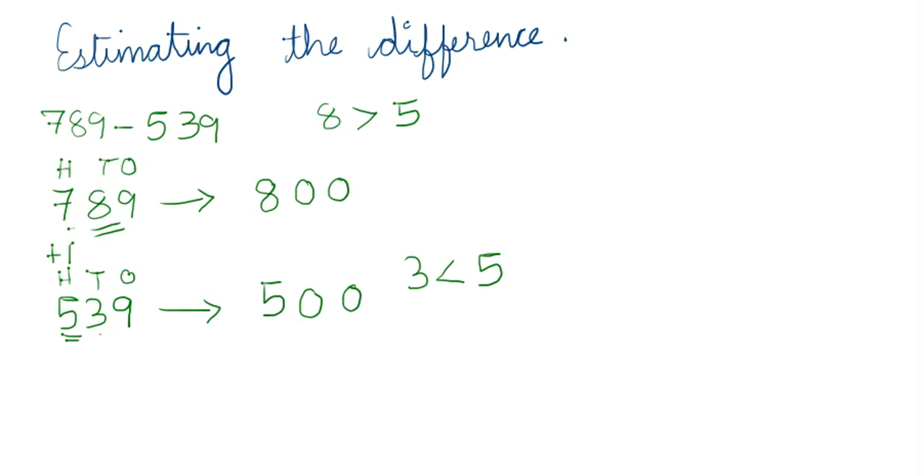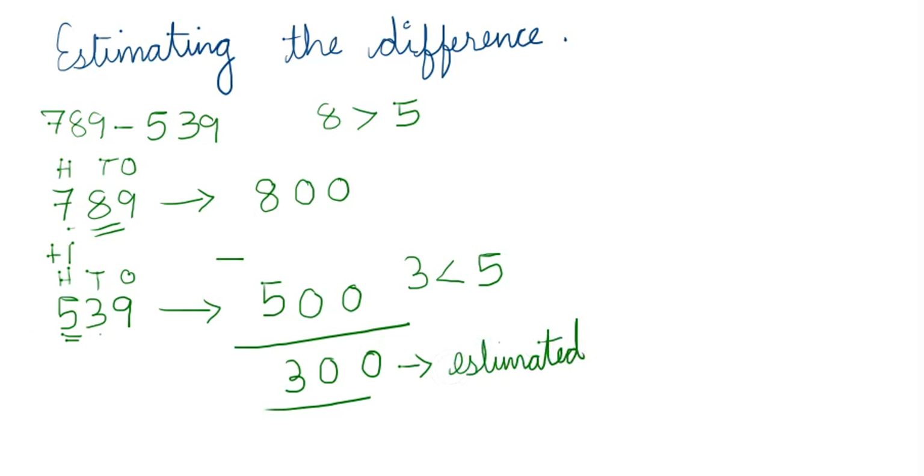Now we have rounded off both our numbers. So now we will have to subtract both the numbers to find the difference. So 0 minus 0 is 0. Again 0 minus 0 is 0. So now we have got 8 minus 5. 8 minus 5 is 3. So this 300 is called your estimated difference. What is it called? It is called the estimated difference.